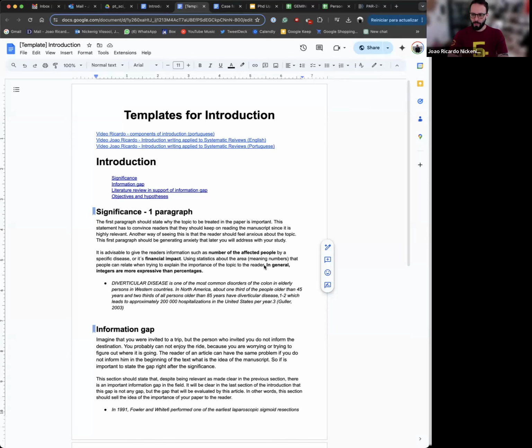So you're giving numbers so that when you give a number and you say 1 out of 10, it's much more impressive than when you say 10% or a lot of people, right? So you want to be specific. You want to give numbers to it.